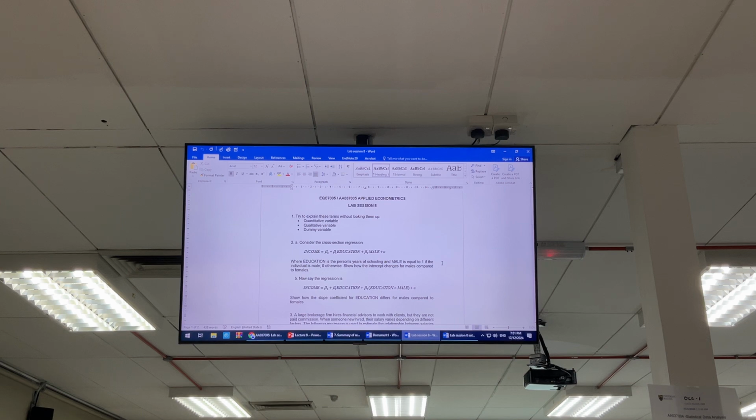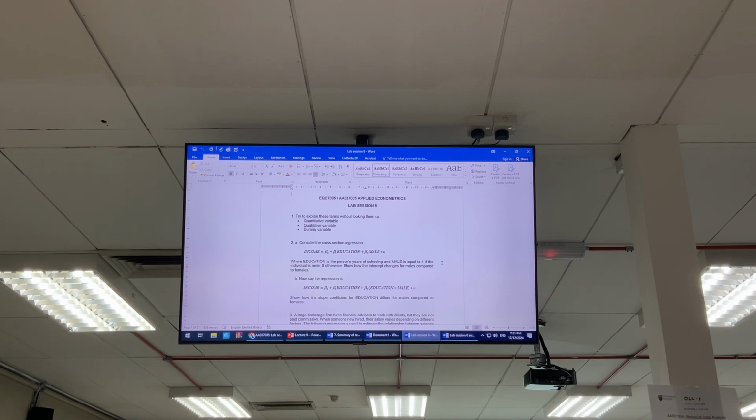So the first question, try to explain what is a quantitative variable. Quantitative variables are just the numerical values, the variables that represent the actual data. Qualitative variable is the one that we just discussed: a variable that we create to represent different categories. So a dummy variable is just the variable that we create, to keep things simple, to represent different categories.